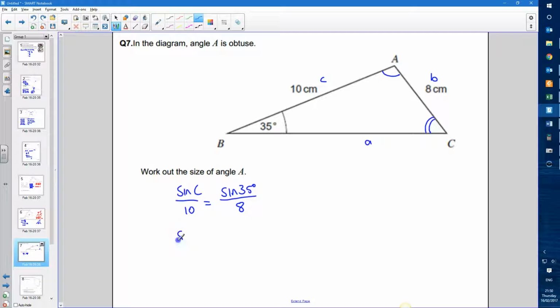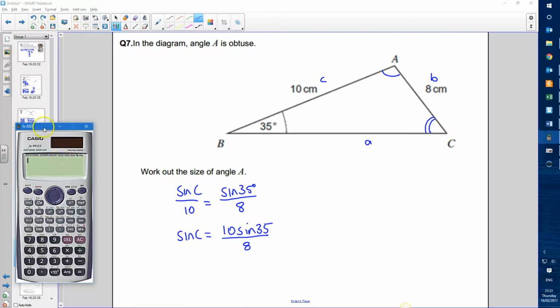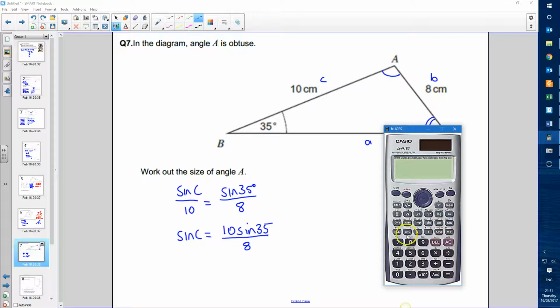Okay, so rearranging this, I know that the sine of the angle C is equal to 10 sine 35 divided by 8, and I've just multiplied both sides of this equation by 10 to give me that there. So using my calculator now, let's work out 10 sine 35 divided by 8, and that gives me 0.7169, etc. So we'll write that down.